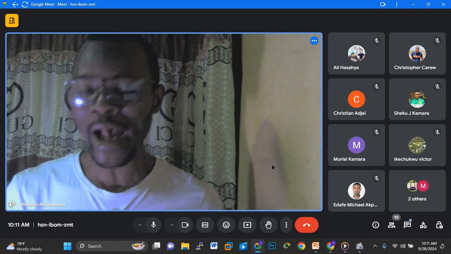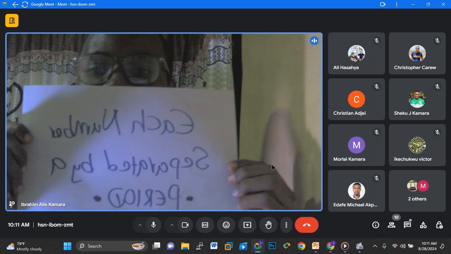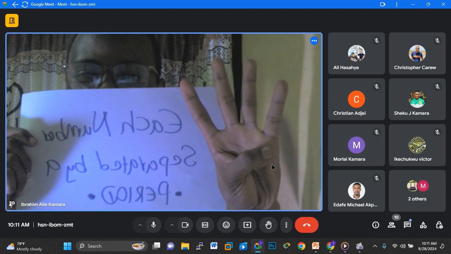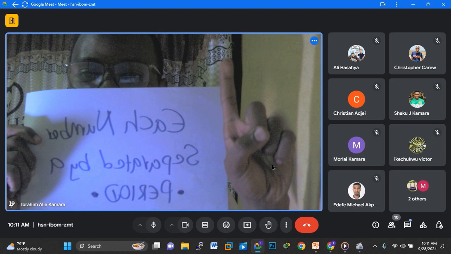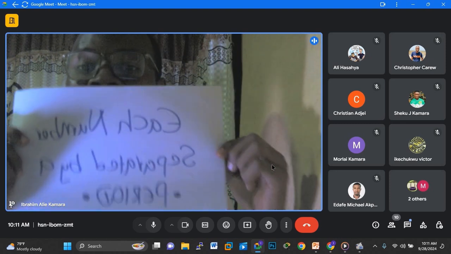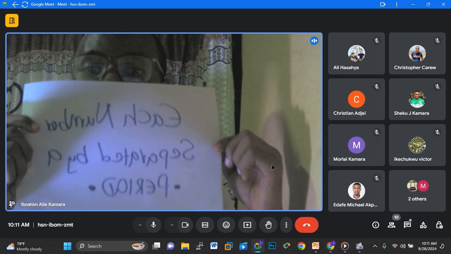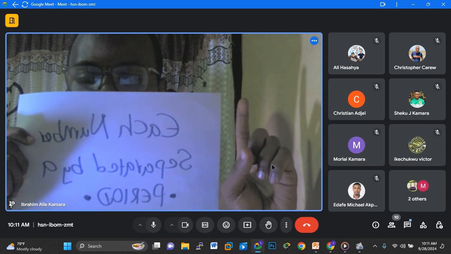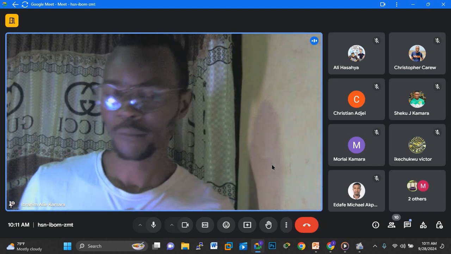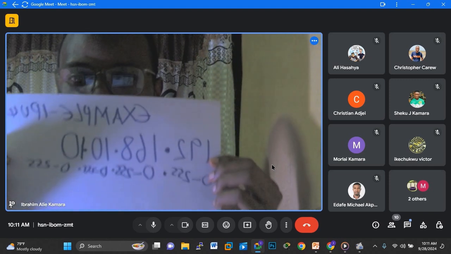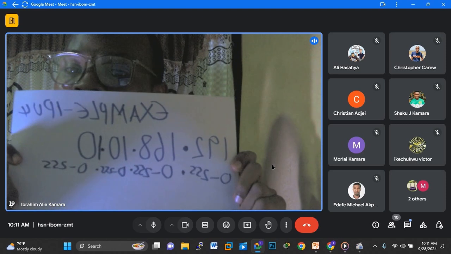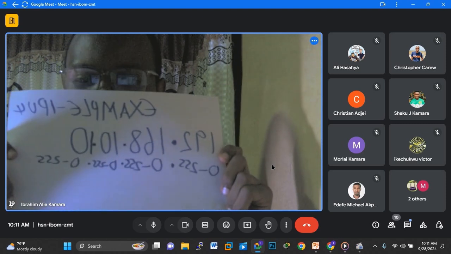Now these 4 digits are separated by a period. Each digit ranges from 0 to 255, and the 4 digits are separated by a period. For example, 192.168.10.10 is an example of an IP address.